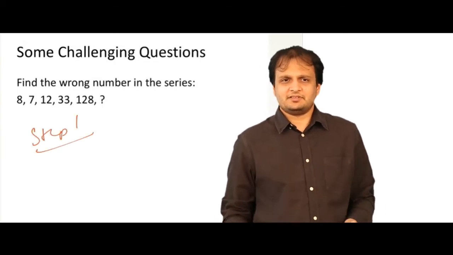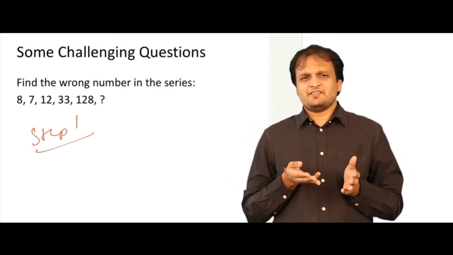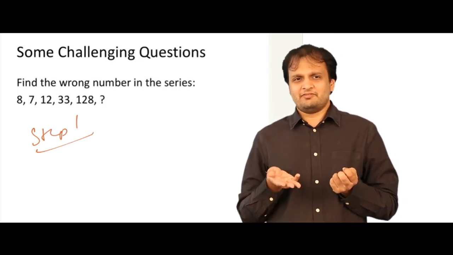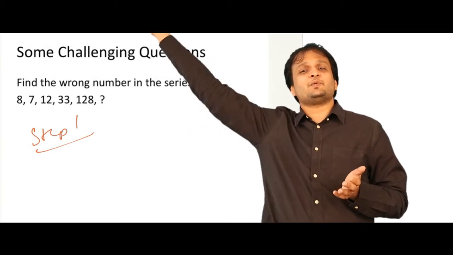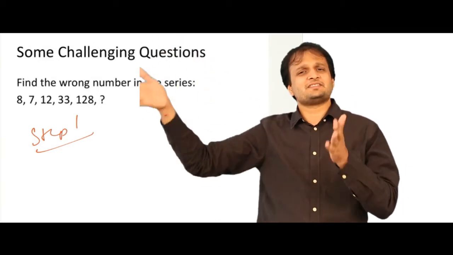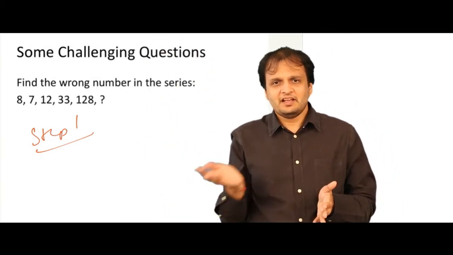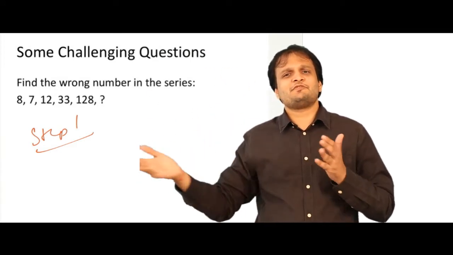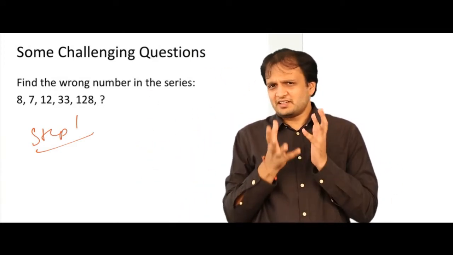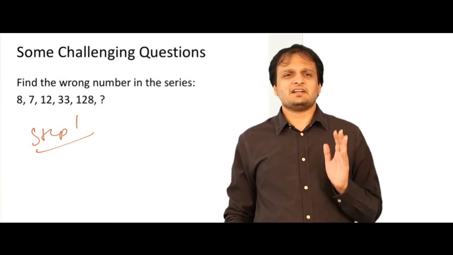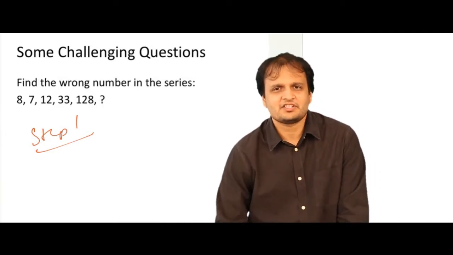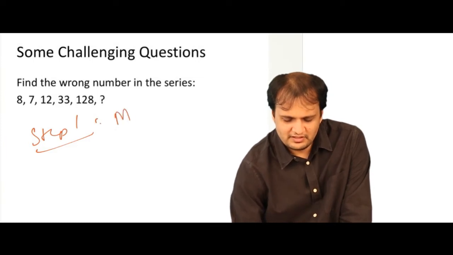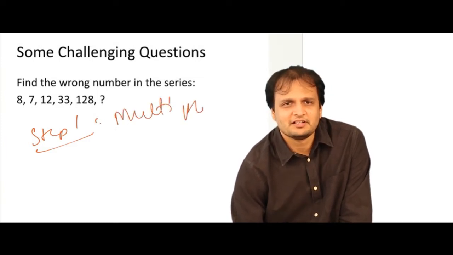So let's see the gaps, right? 8 and 7, very small gap. 7 and 12. Then 12 becomes 33. Then 33 suddenly becomes 128, which means the gap has increased a lot, right? 30 to 128 is almost 4 times. So the gap is increasing a lot, which basically means that this is which kind of a series? If the gaps are increasing a lot, it's a multiplication or a combination series. So there is definitely a multiplication element in this question.